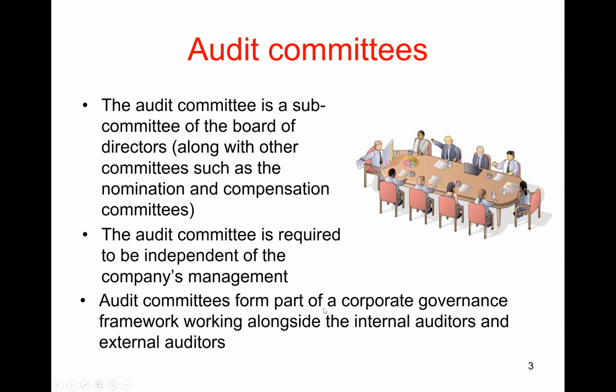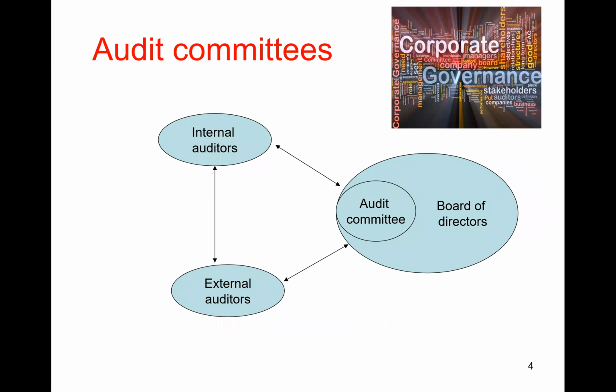Now, audit committees form part of an overall corporate governance framework. There's a lot that goes into corporate governance, and audit committees are just one part of that. And audit committees work alongside the internal auditors and external auditors. So let me explain a little bit about how that works. Diagrammatically, I have here the internal auditors, external auditors, and the audit committee, which is a subcommittee of the bigger board. And essentially, you've got arrows linking up all 3 of these. These arrows indicate that there are two-way relationships between each of these 3 individual parties.